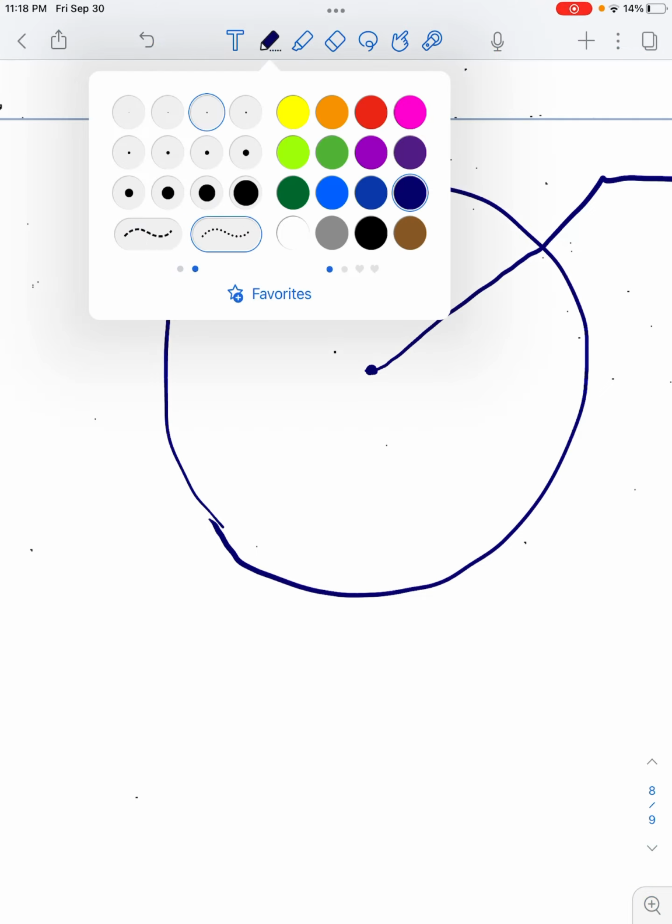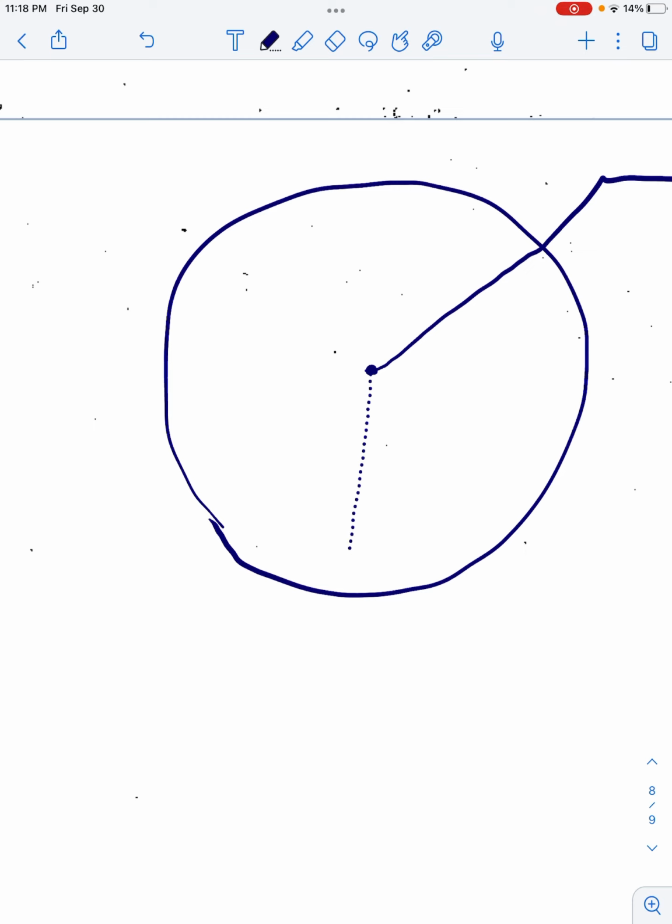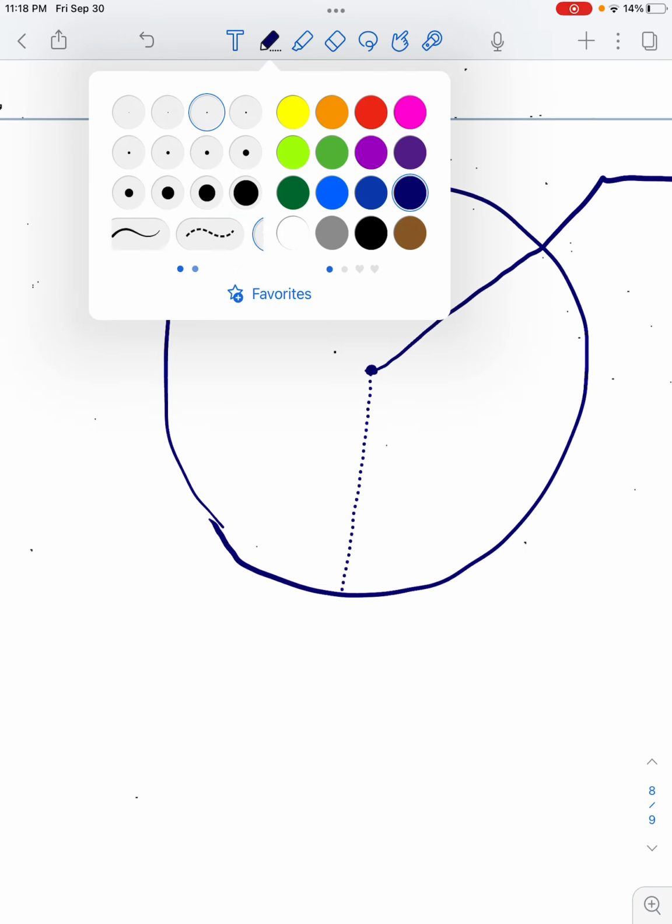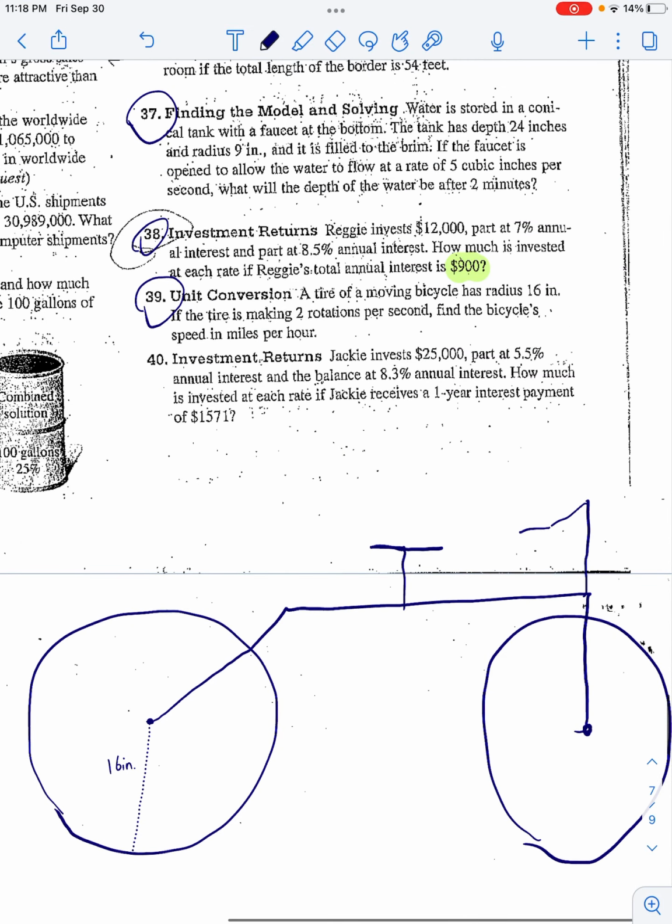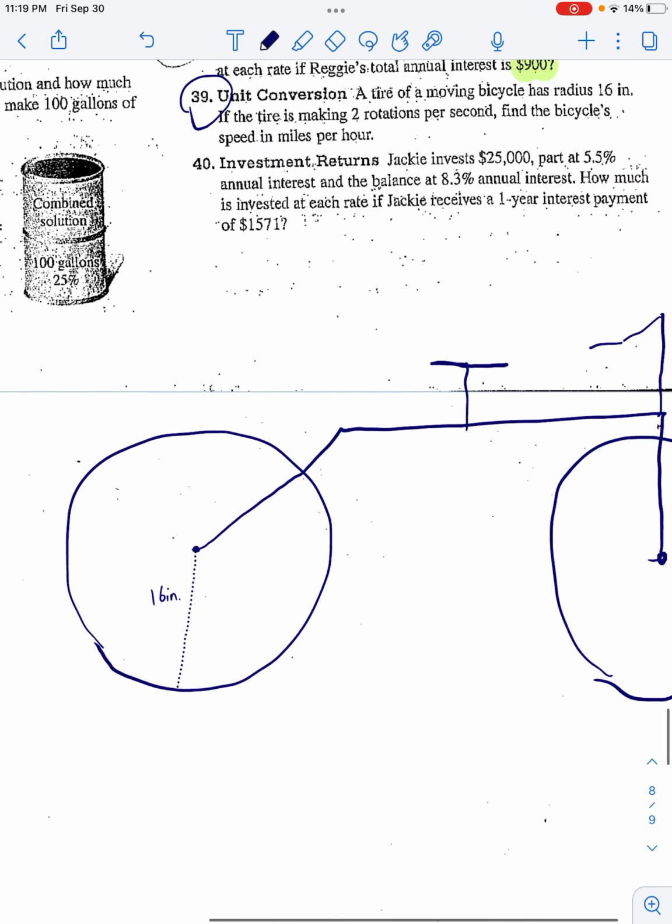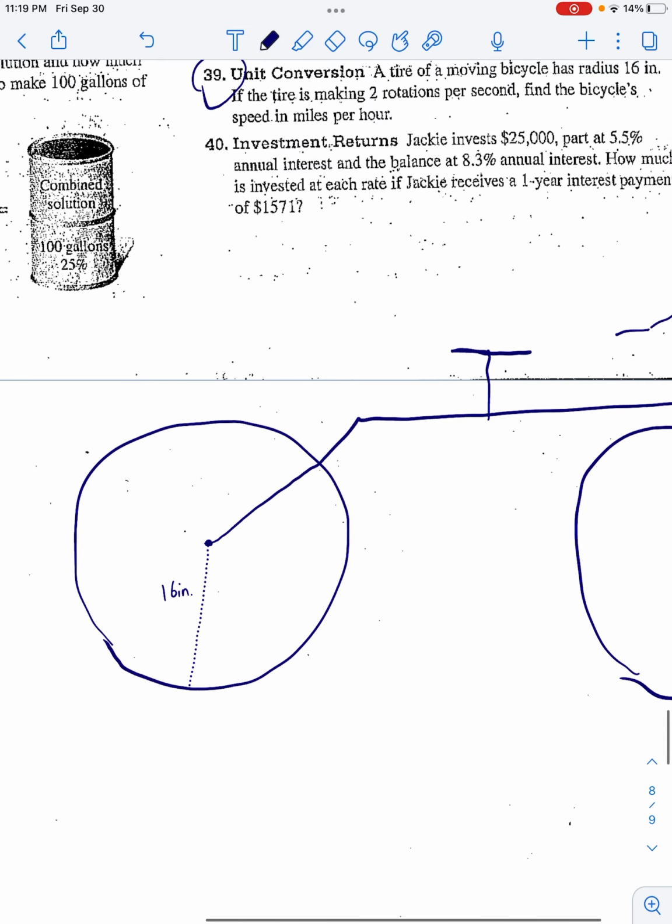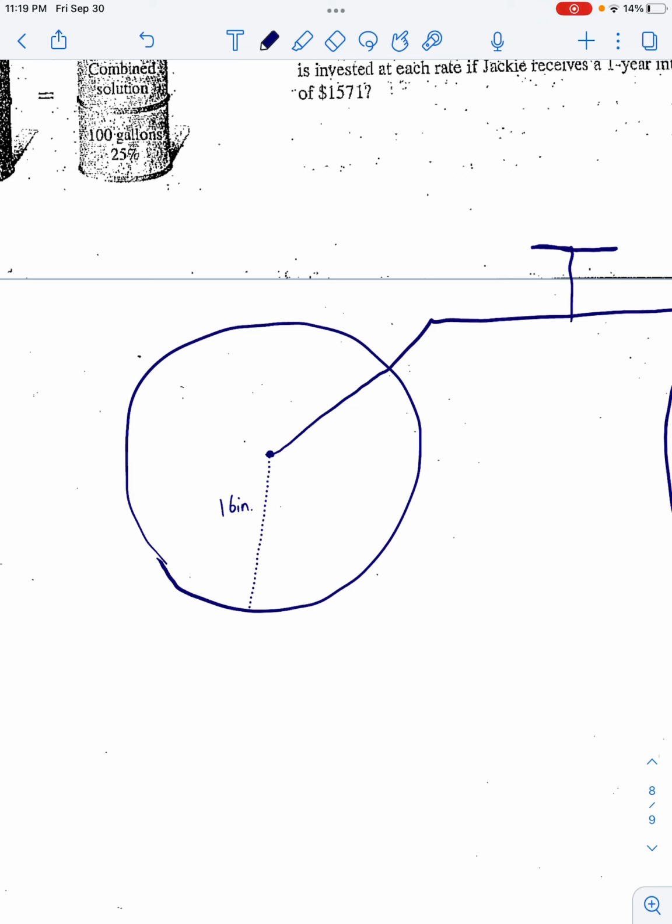And the bicycle tire has a radius that's equal to 16 inches. Let's think about this. It's making 2 rotations per second, okay? Let's think about the circumference of this tire. I don't think it's too difficult to find the circumference of a circle. So the circumference of a circle, C equals 2 pi r. So the circumference of the bike tire is going to be 2 pi times 16, or 32 pi.